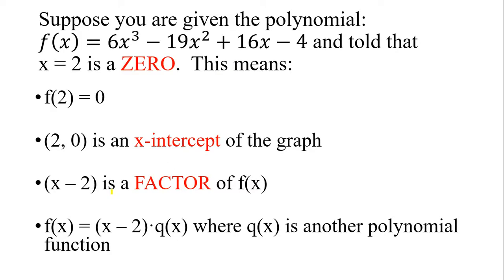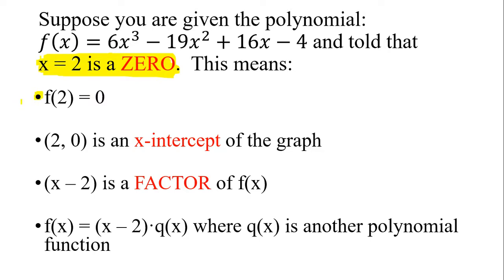So suppose you are given the polynomial 6x cubed minus 19x squared plus 16x minus 4, and you are told that x equals 2 is a 0. A lot of the problems in the book are worded slightly differently, but they all kind of mean the same conclusion. So I want to make sure that you're okay with all the different ways the questions can be asked or told to you.